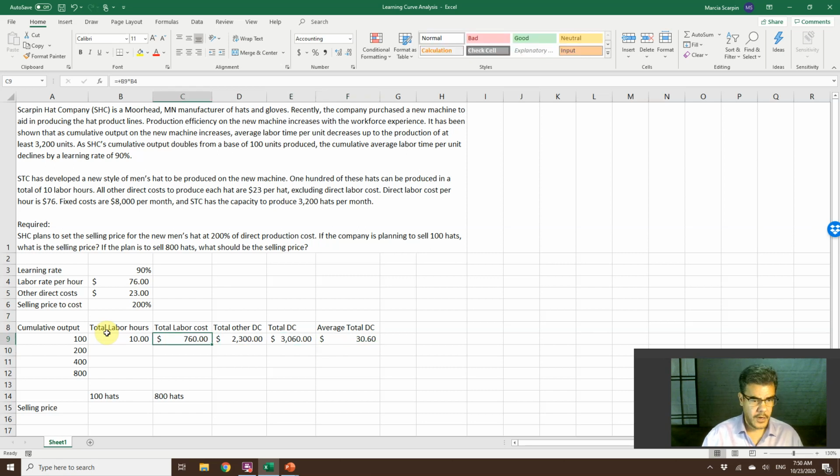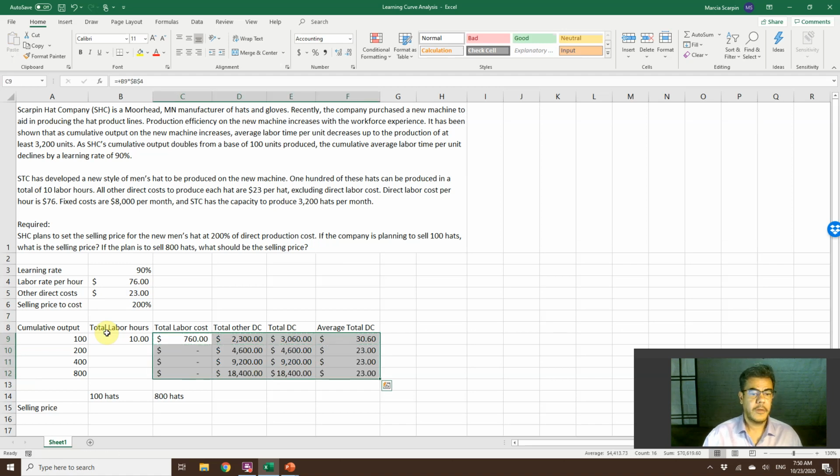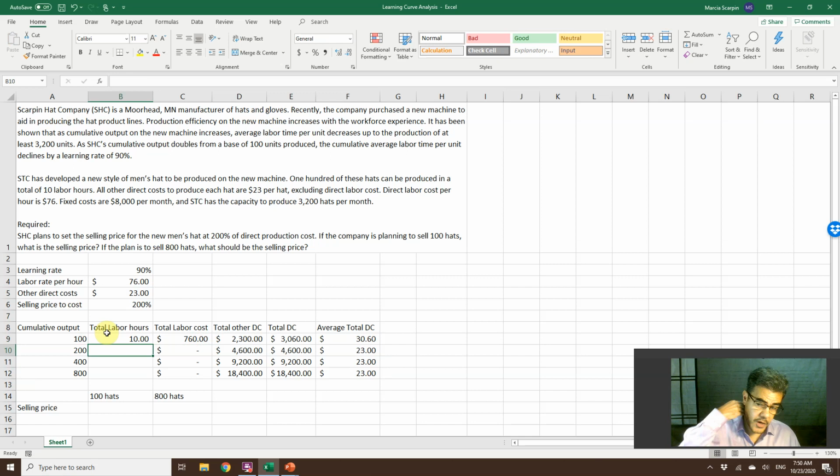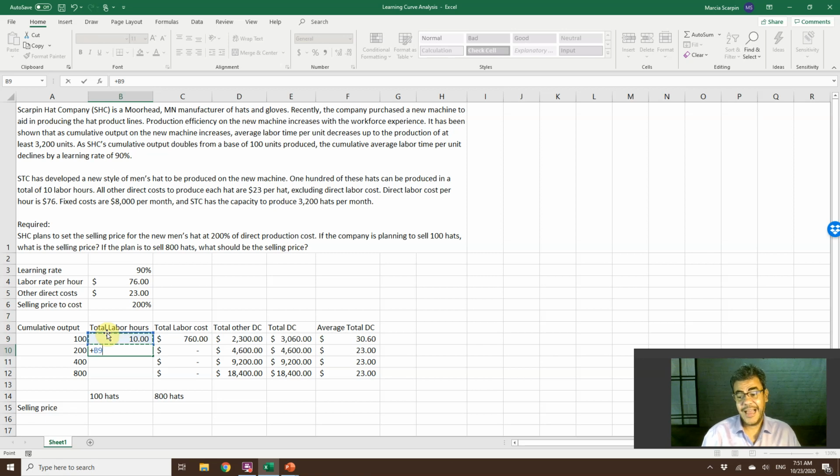So here, let's fix the before. That is our cost. Let's fix our B5, and let's copy and paste here. What do we need now? The total of labor hours. So here, what do we have? The total will be 10 hours divided by 100 times 200.